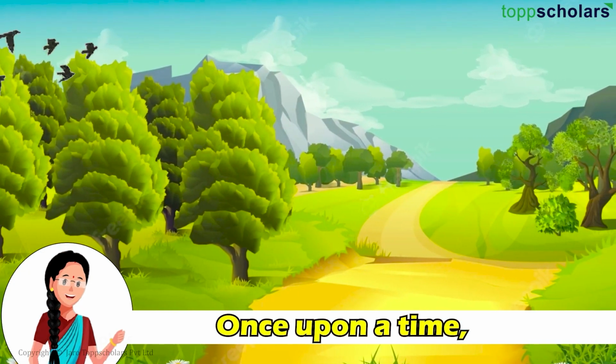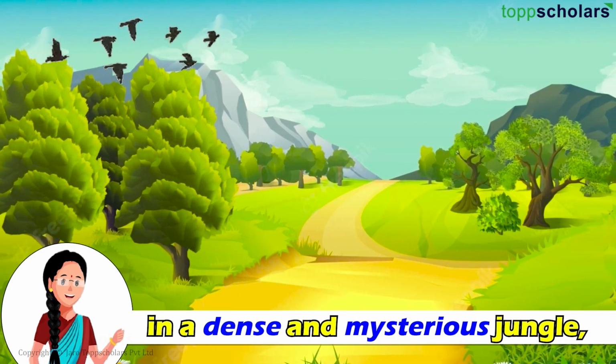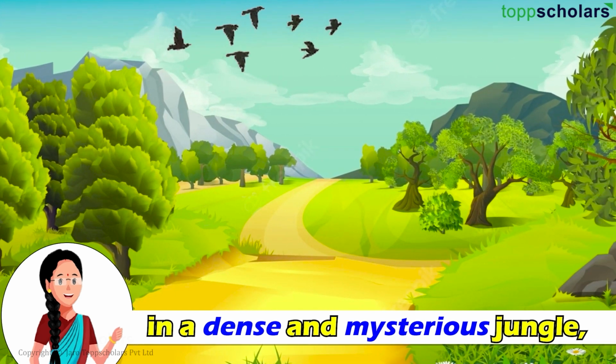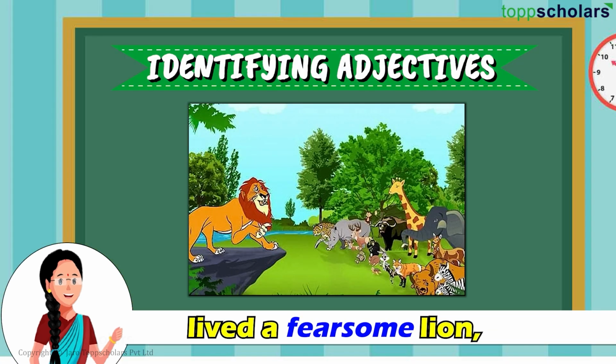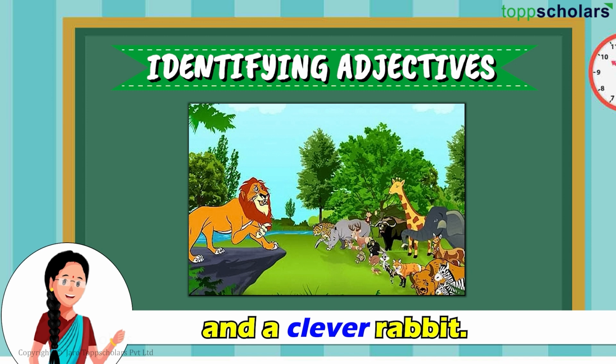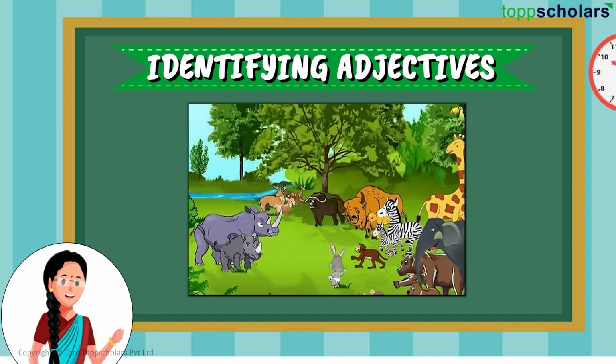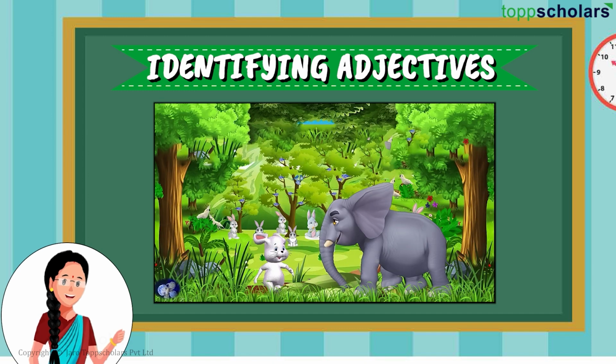Once upon a time, in a dense and mysterious jungle, lived a fearsome lion and a clever rabbit. Every year, the animals meet with the lion to offer tribute, selecting one animal from among them. The animals decided that this year the clever rabbit would be paid as tribute to the lion.